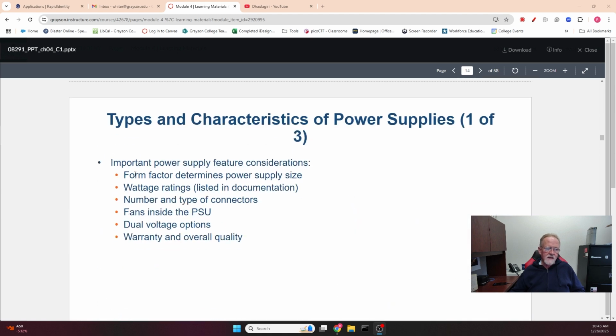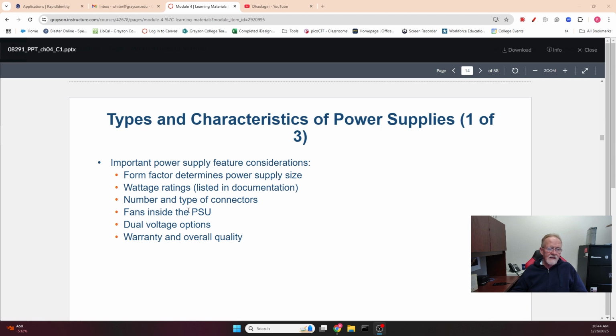Important considerations, once again, form factor. The case and the power supply need to fit each other. Wattage rating, you need to be able to add all the components together, all the power requirements for your GPU, your CPU, all the other things like that. You need to be able to add those things together and get a total power requirement, and then check your watts for your power supply and make sure that the watts in the power supply are greater than the watts required. Number and type of connectors, particularly if you've got a newer system, you want to add newer components, you need to make sure that your power supply has the newer power connectors.